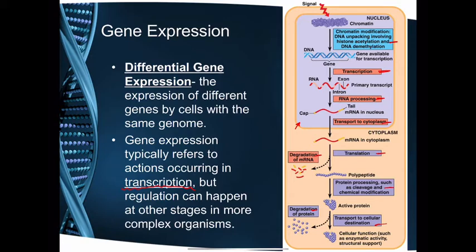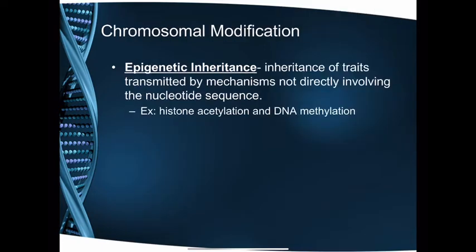Okay? Now, in prokaryotes, we don't have this many steps. We've talked about that prokaryotes don't have that shuttle from the nucleus to the cytoplasm. They don't have that RNA processing, and their process happens a lot more quickly, almost simultaneously. And so for that reason, prokaryotes don't have the same level of differential gene expression that eukaryotes do. Okay? So one way that we see differential gene expression is in something that's called epigenetic inheritance.